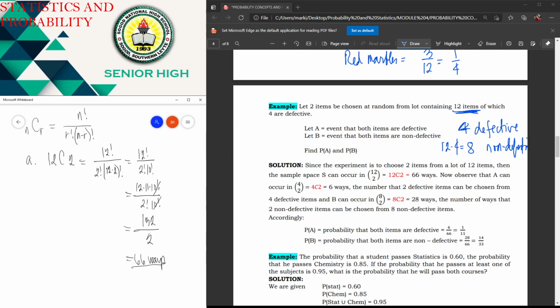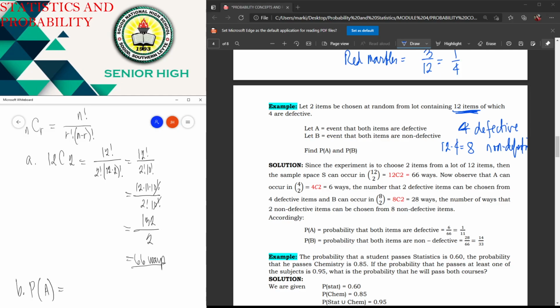Okay, so how about if we want to know, let A, say for example we're going to get the probability of A, we have the event that both items are defective. So go back again.